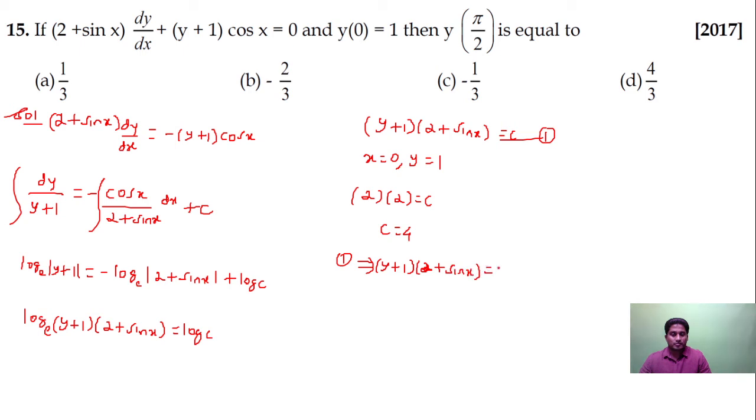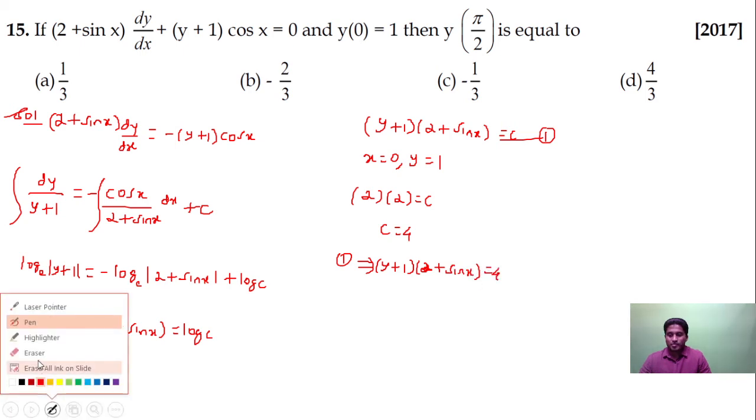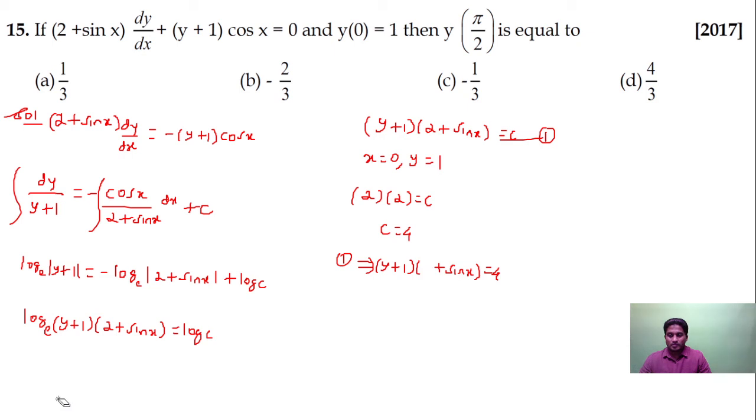Now I'm supposed to find y of pi by 2, that is when x is equal to pi by 2. When x is equal to pi by 2, you get y plus 1 into sin 90, so you get 2 plus 1 is equal to 4. From this I can write y plus 1 is equal to 4 by 3. So you get y is equal to 1 upon 3. That's the answer, guys. The answer is option E.